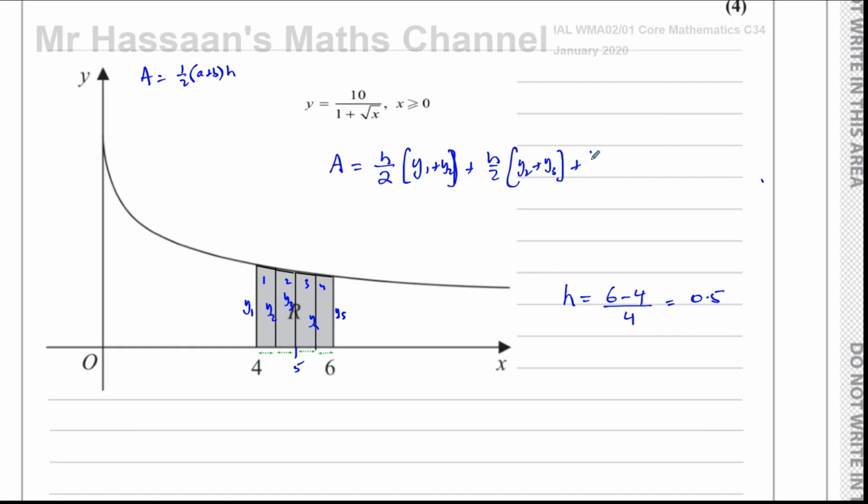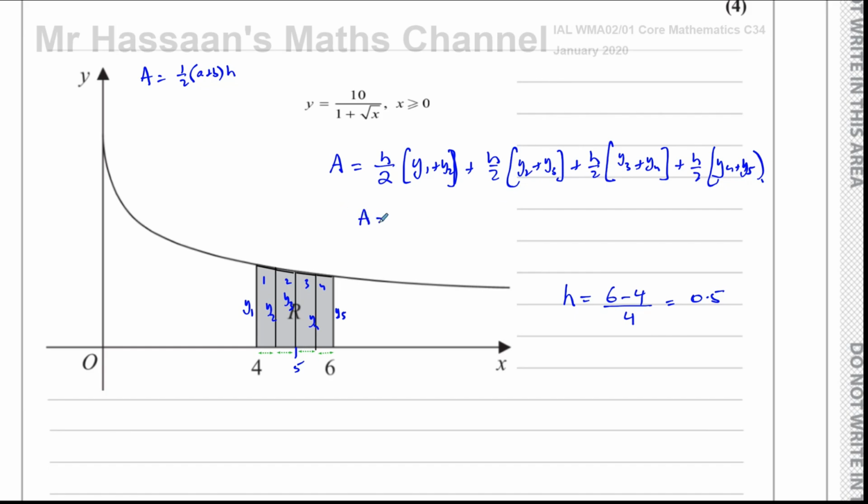And for the third trapezium, you'll have h over 2 times y3 plus y4. Okay, so that's 1, 2, 3. And the last trapezium, you'll have h over 2 times, and this will be y4 plus y5. Okay, so that will give you all of the areas.